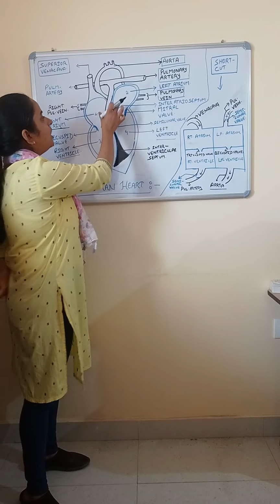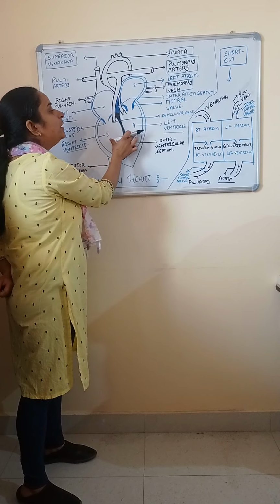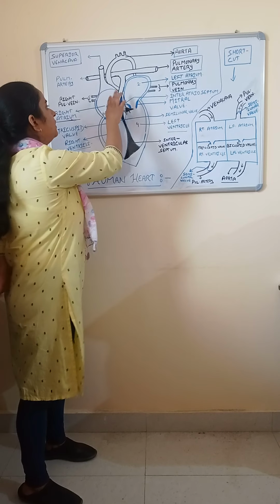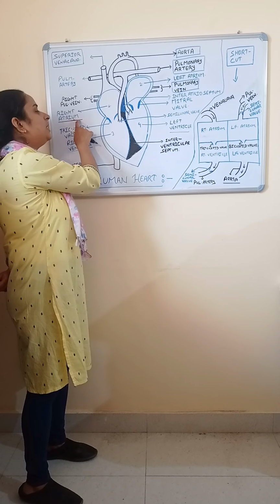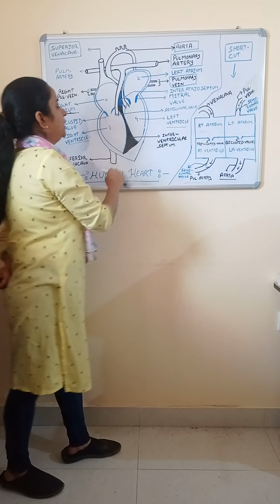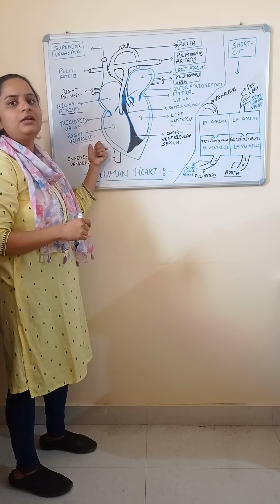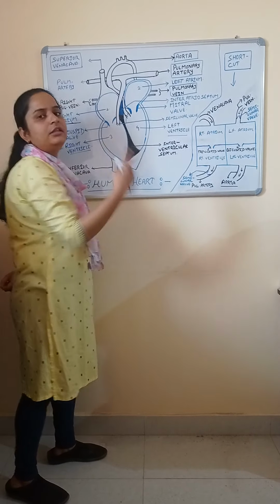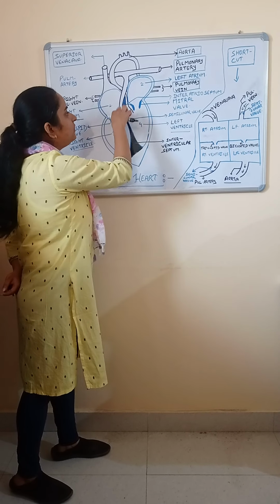Okay. So the 2 upper chambers are named atrium and the 2 lower chambers are named ventricles. The atrium present on the right side of our body is the right atrium, and the atrium on the left side is the left atrium. The ventricle on the right side of our body is the right ventricle, and the ventricle on the left side is the left ventricle. All the chambers are separated from each other.